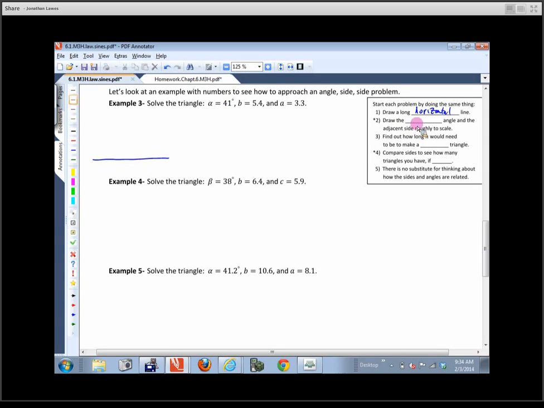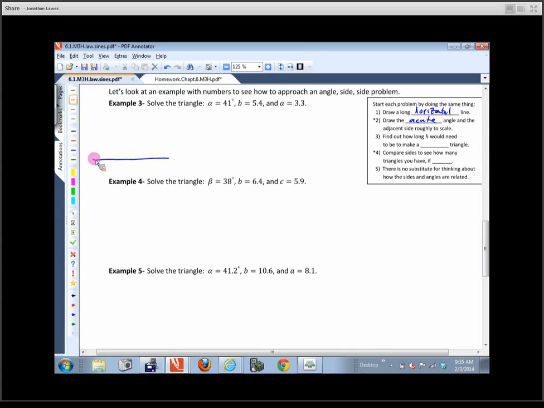Draw the angle, and usually it's acute. I've got a star by that. Draw the acute angle and the adjacent side roughly to scale. So that's an acute angle. Keep track of that, it's important that it's acute. And the adjacent side. Which one of these is the adjacent side? It's B, because remember, if this is angle alpha, side A is across from it.